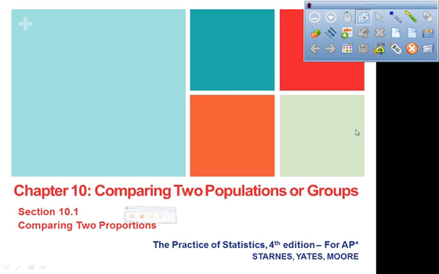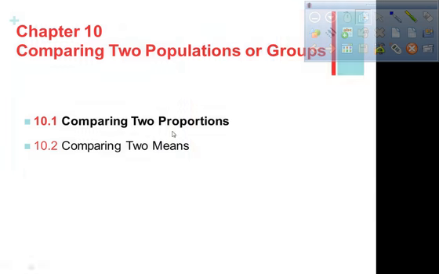All right, we are starting Chapter 10, and in Chapter 10 we're going to start comparing two populations or two groups. Before, we've only been working with one sample, but we're going to start working with two. In 10.1 we're going to talk about comparing two proportions. We're taking the same pattern as we have for the last couple chapters: we talk about proportions, and then we talk about the means. So today we're comparing two proportions.